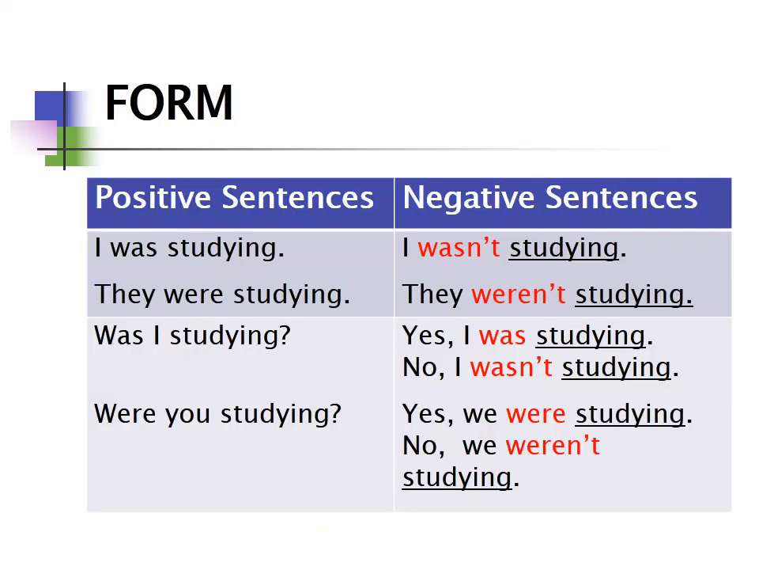Past progressive form. In the positive sentences, for example, I was studying and they were studying. You will notice that there is subject-verb agreement here. I was studying, they were studying.